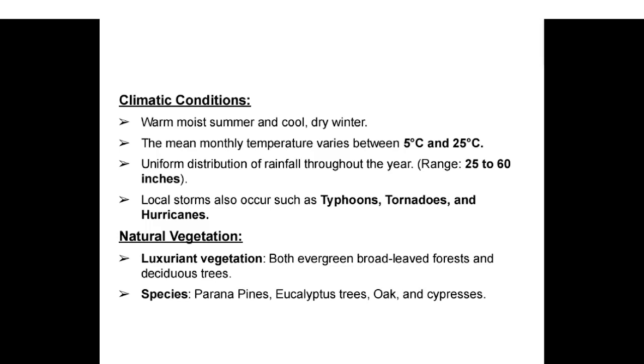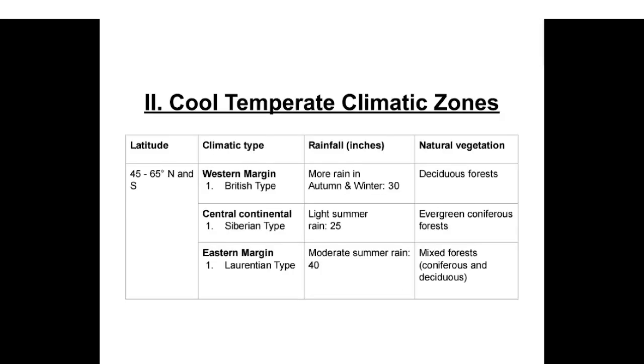The mean monthly temperature varies between 5 degrees centigrade and 25 degrees centigrade. Uniform distribution of rainfall throughout the year, range 25 to 60 inches. Local storms also occur, such as typhoons, tornadoes, and hurricanes. Natural vegetation. Luxuriant vegetation, both evergreen broad-leaved forest and deciduous forest trees. Species: Parana pines, eucalyptus trees, oak, and cypresses.